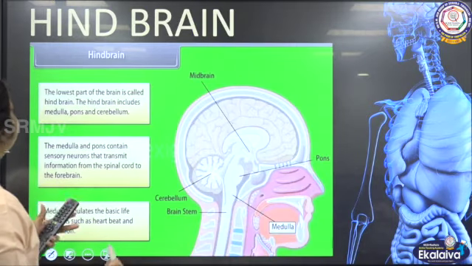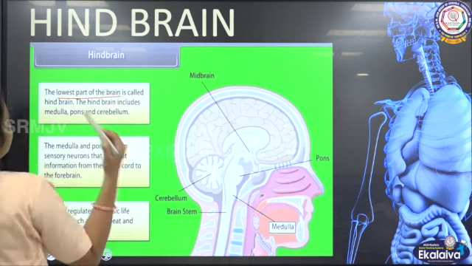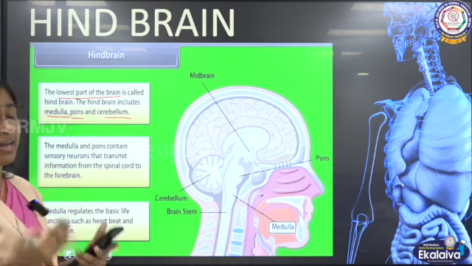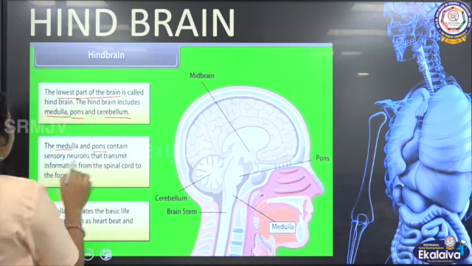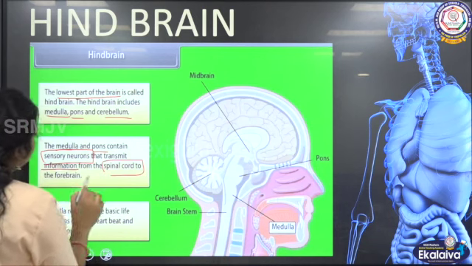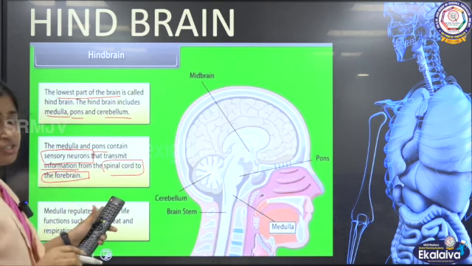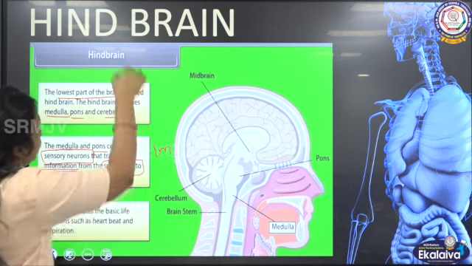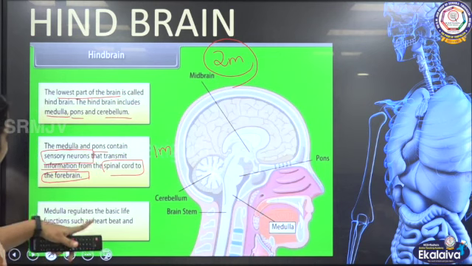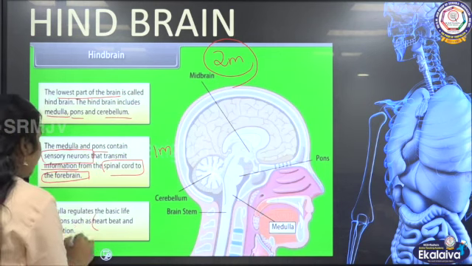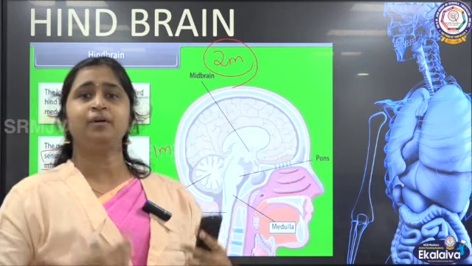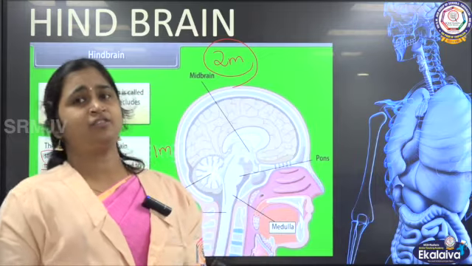Here you can see the function in detail. It's the lowest part, the location. It includes medulla, pons and cerebellum. Those are the parts of the hindbrain. And then the medulla and pons contain sensory neurons that transmit information from the spinal cord to the forebrain. So this is a function. Again, it's a 1 mark question. Altogether, they may ask in a 2 mark question. Medulla regulates basic life functions such as heartbeat, respiration, vomiting, etc. These types of reflexes come from the gut region or the respiratory tract.